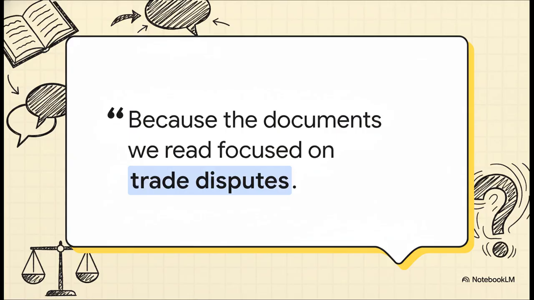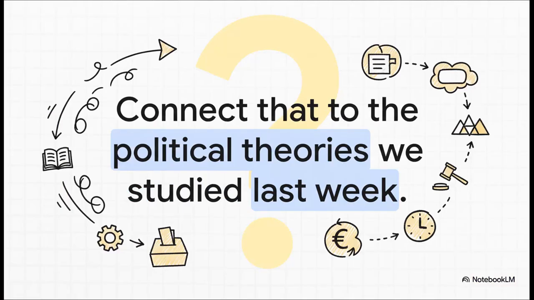And bam! Look at the difference in that response. The student's thinking is instantly more sophisticated. They aren't just remembering a fact, they're citing their evidence. Because the documents we read focused on trade disputes. So much better. But hold on, we're not done yet. Here comes the magic. Step 3, the stretch. The teacher links this specific answer to past learning, asking, how does that connect to the political theories we studied last week? And that is where the deep learning really takes root, connecting economics to politics, this week to last week. That's the good stuff.